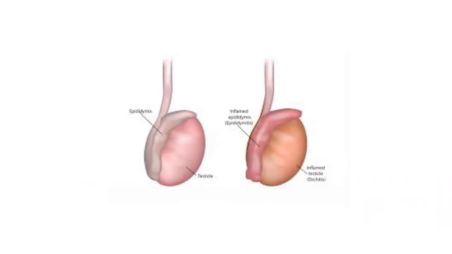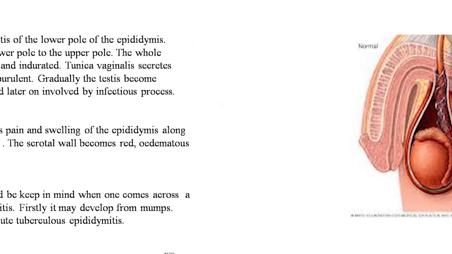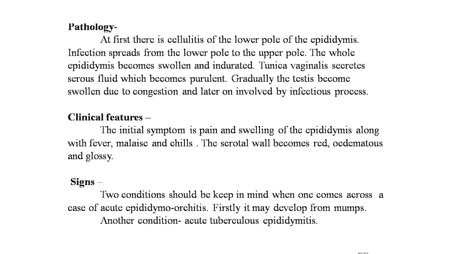Dear students, here is a clear image on your screen. You are seeing the typical picture of the Epididymo-orchitis. Left side image is in pink color, which is the normal epididymis and testes, and another image is red and swollen, that is the Epididymo-orchitis. This is the more clear picture, normal picture of epididymis and testes, and second image is showing the epididymitis with orchitis.